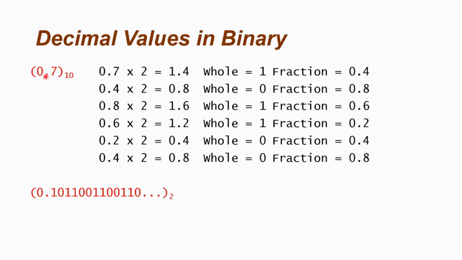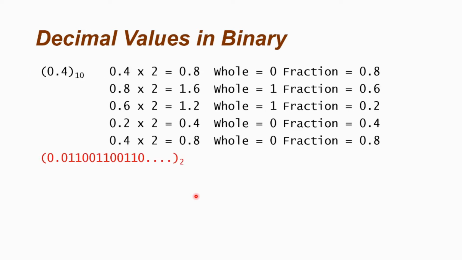The same way, if we try with 0.7, we go through the whole process and we get 1, 0, 1, 1, 0, 0, and the series starts repeating from here. So this is equal to 0.1011 0011 0011, and this becomes a non-terminating binary decimal. Next, let's see 0.4. It converts to 0.01100110011 and becomes another non-terminating decimal value.